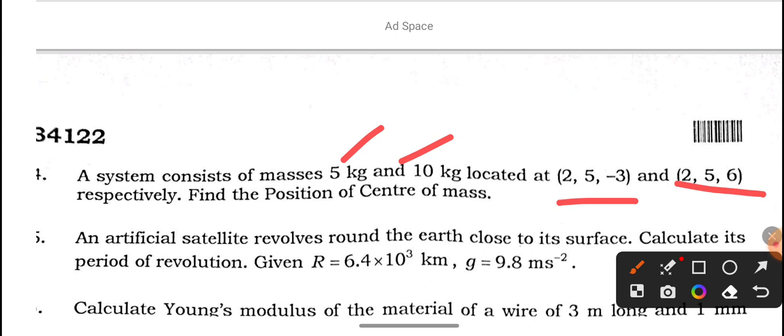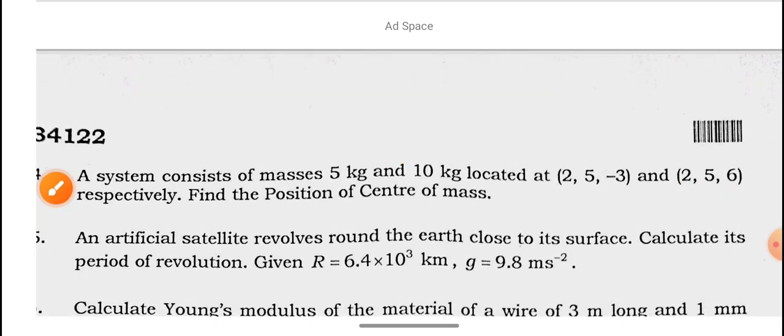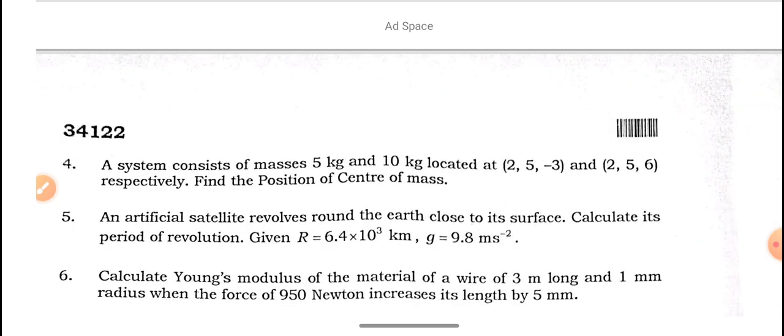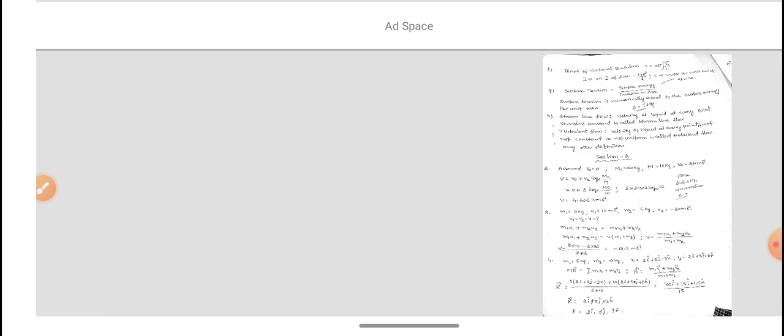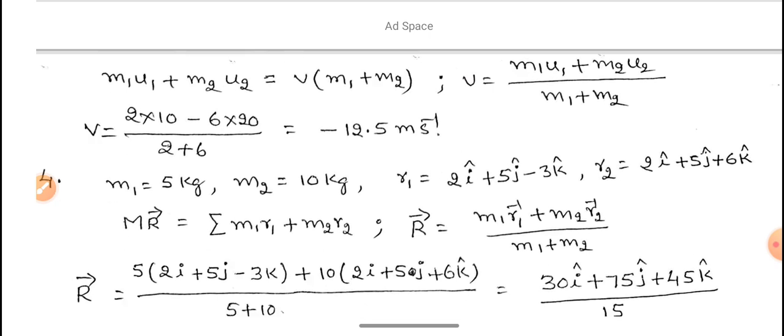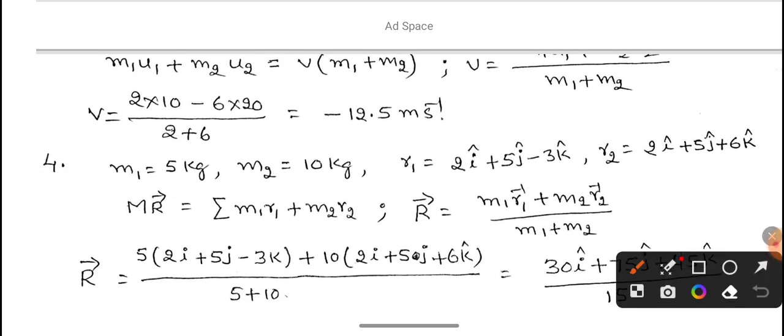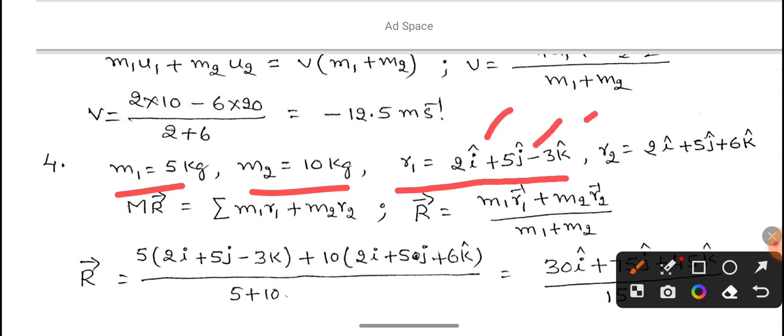As we know, the center of mass is the point where the whole mass appears to be consolidated in a single point. So let m1 be 5 kg and m2 be 10 kg, given in position vectors, r1 is 2i plus 5j minus 3k, where i, j, k are unit vectors, and r2 is 2i plus 5j plus 6k.